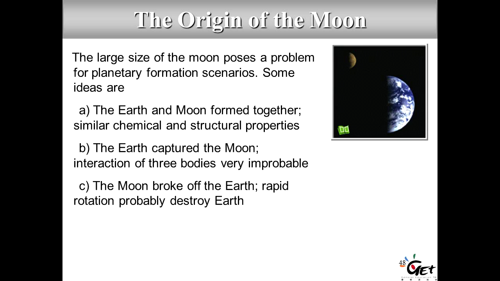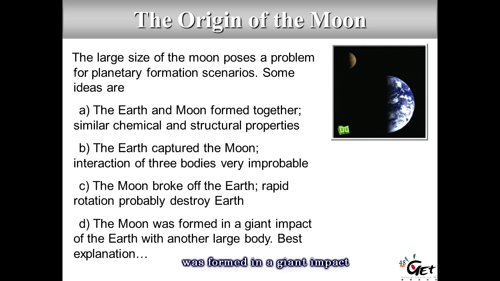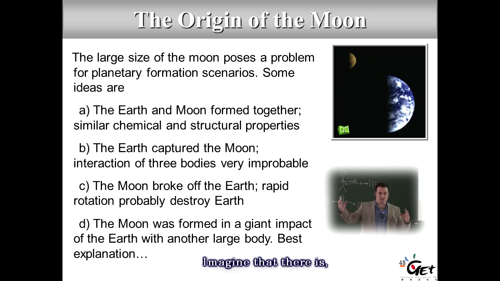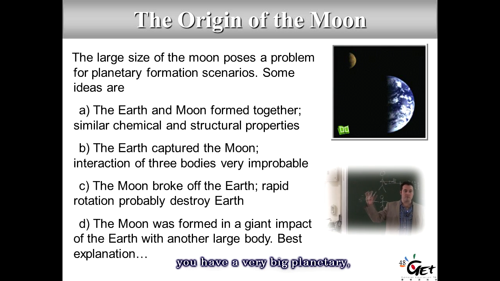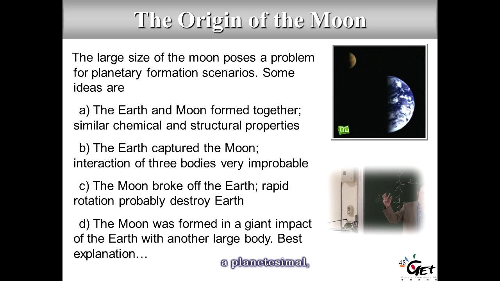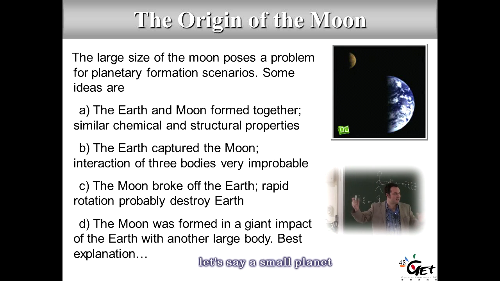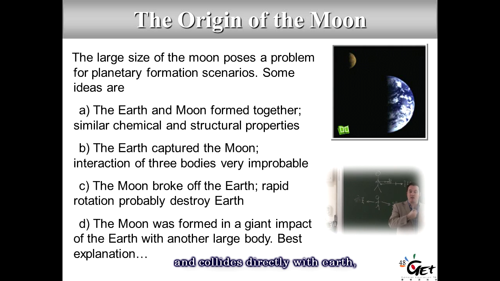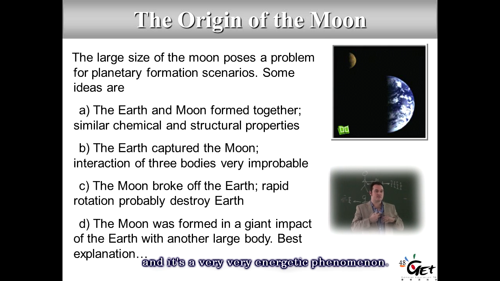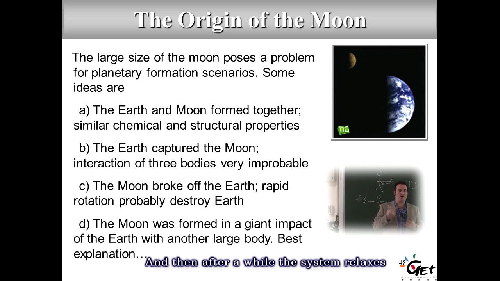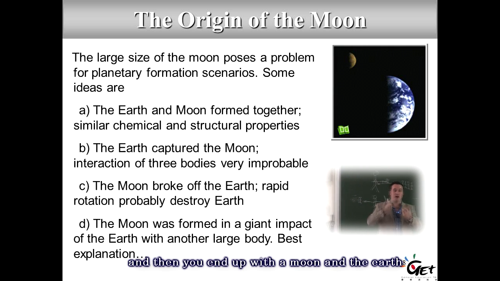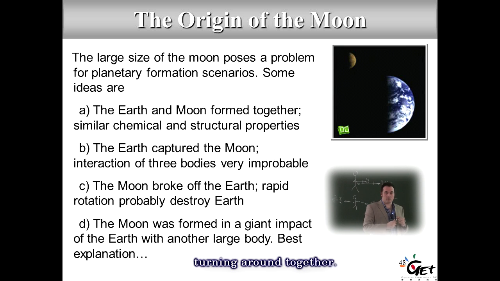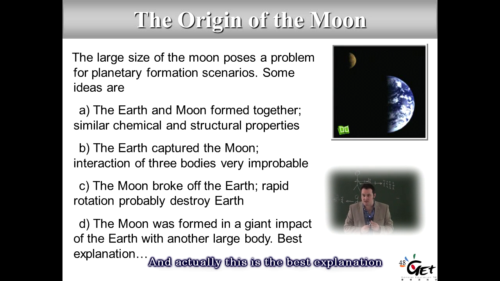And the last one is that the Moon was formed in a giant impact of the Earth with another large body. Imagine that at the early stages of the formation of the solar system, you have a very big planetesimal, let's say a small planet, that is wandering around and collides directly with Earth. It's a very, very energetic phenomenon. And then after a while, the system relaxes and you end up with the Moon and the Earth turning around together. And actually, this is the best explanation so far.